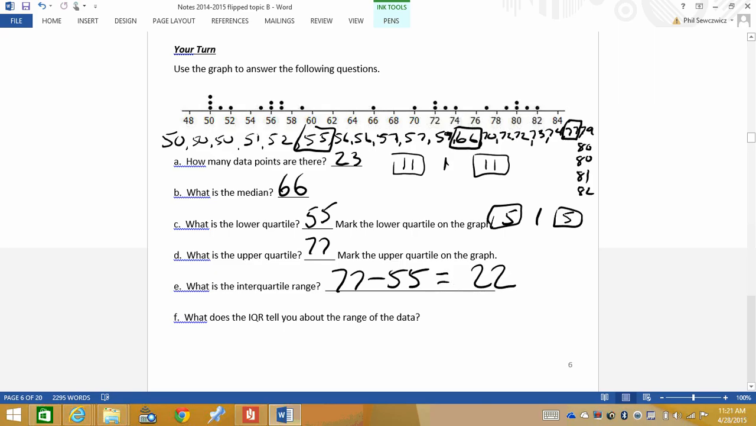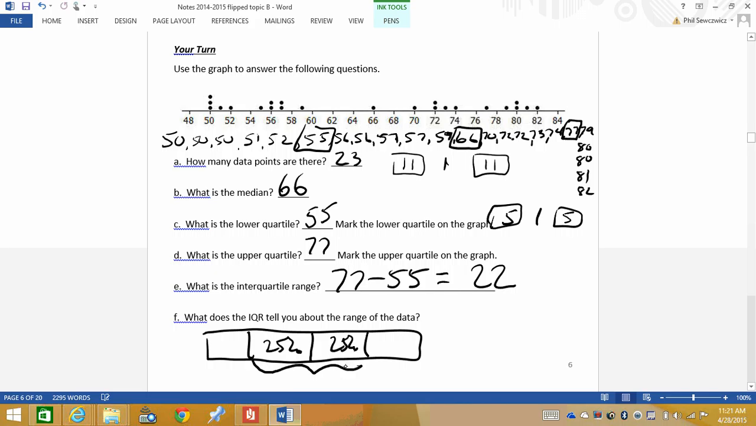So they want to know, what does the IQR tell you about the range of data? Well, this is where it's important, because if we've got the median, the lower quartile and the upper quartile, this is 25% of the information, and that's 25%. So what it's saying is 50%, or half the data, is here. And that's what's so important about it. In other words, half the numbers are between 55 and 77.